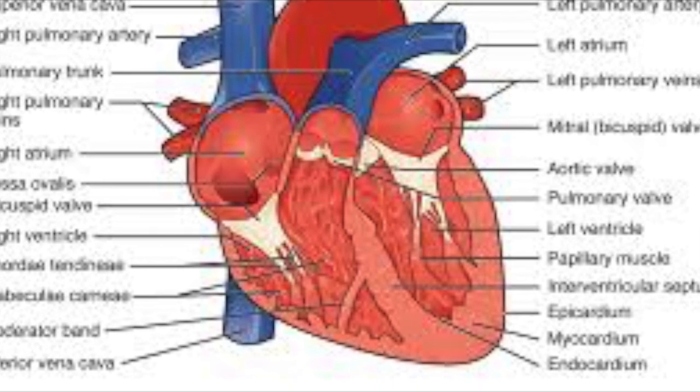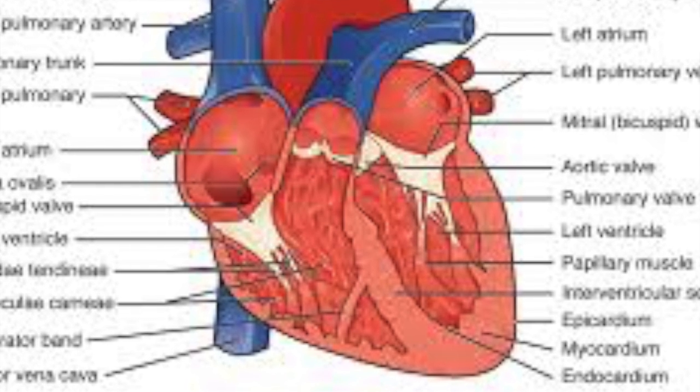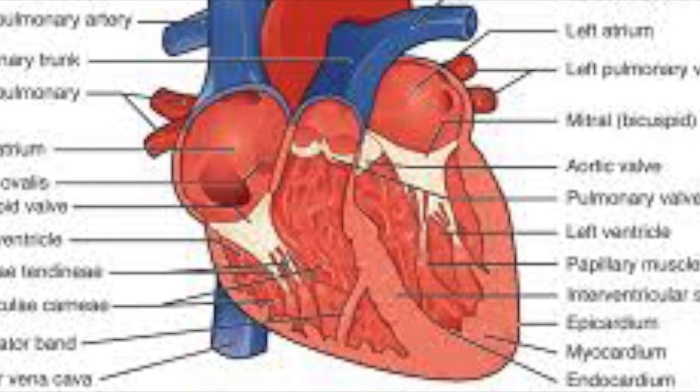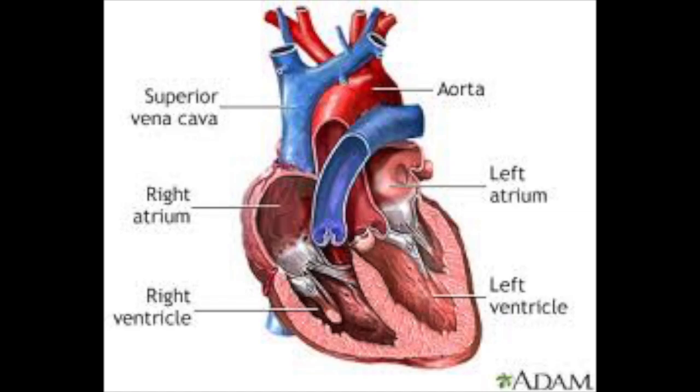The right side of the heart is separated from the left by a solid wall known as a septum. This prevents blood on the right side coming in contact with the blood on the left. The heart is divided into four chambers. The two top chambers are called atriums, and the two lower chambers are called ventricles.